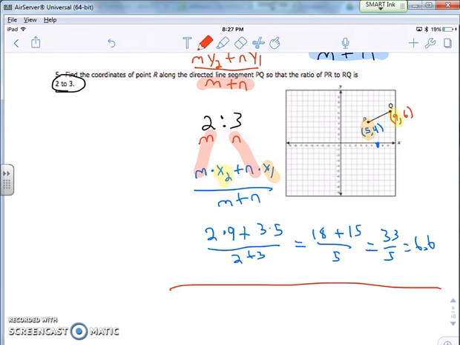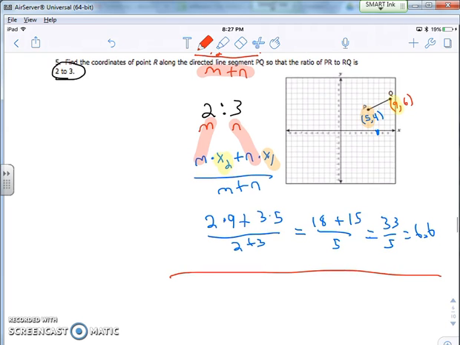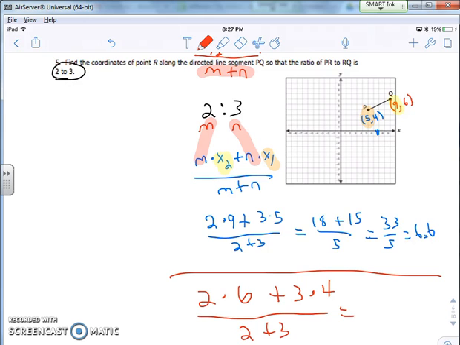Let's try the Y. I'm not going to write the formula this time. I'm just going to go to the plugin. So our Y is M, which is 2, times your second Y coordinate, which is 6, plus N, which is 3, times your first Y coordinate, which is 4, all over the 2 plus 3 again. So that's 12 plus 12, which is 24 over 5, which is 4.8.